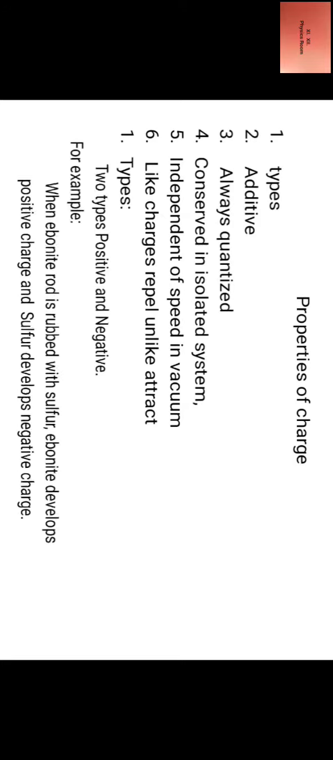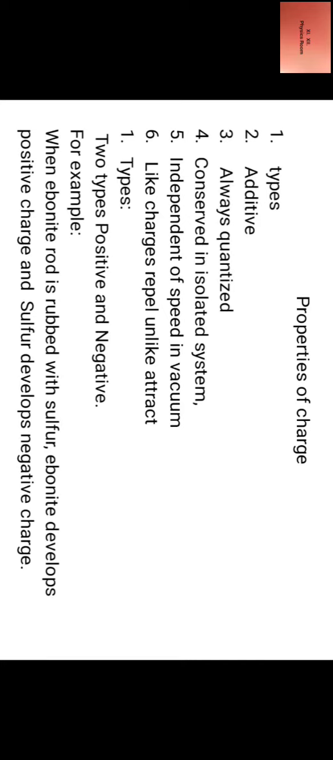First we take up types. Now there are two types of charges, positive and negative. For example, when ebonite rod is rubbed with sulfur, ebonite develops positive charge and sulfur develops negative charge.